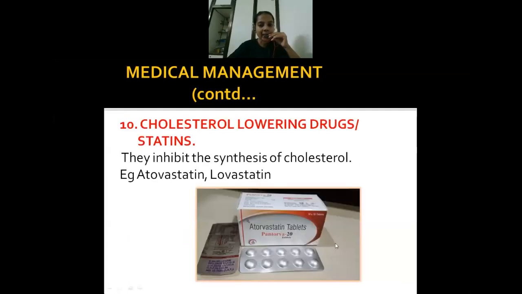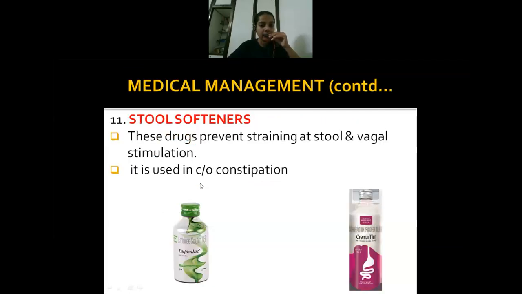Next, cholesterol lowering drugs are also given, because the patient's cholesterol may be very high. So you can start tablets like atorvastatin, lovastatin. Next, stool softeners or laxatives are given, because you want to prevent straining at stool and vagal stimulation that can trigger MI.